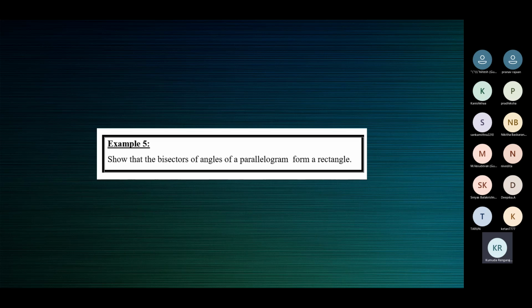We have a parallelogram, and we know that every quadrilateral has 4 interior angles. The interior angles are bisected. Now, in a parallelogram, when the 4 interior angles are bisected, the bisectors will form a quadrilateral in the middle. We need to show that that quadrilateral is a rectangle.